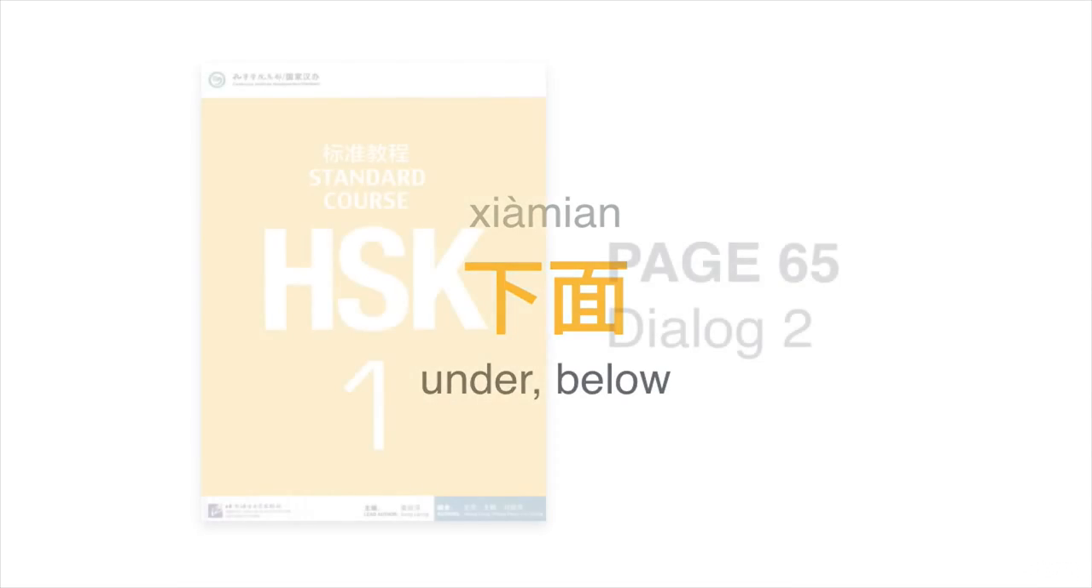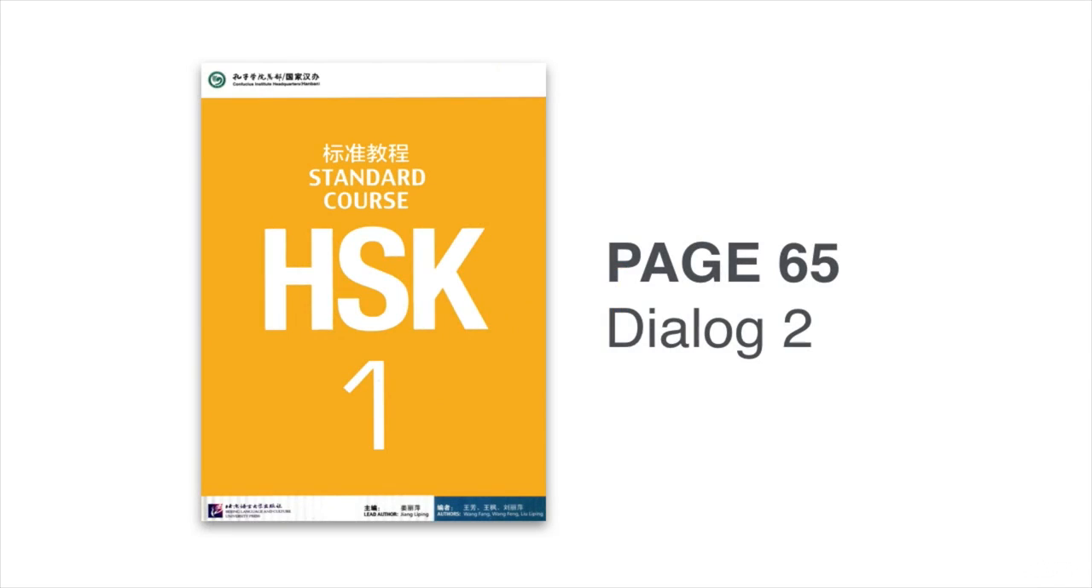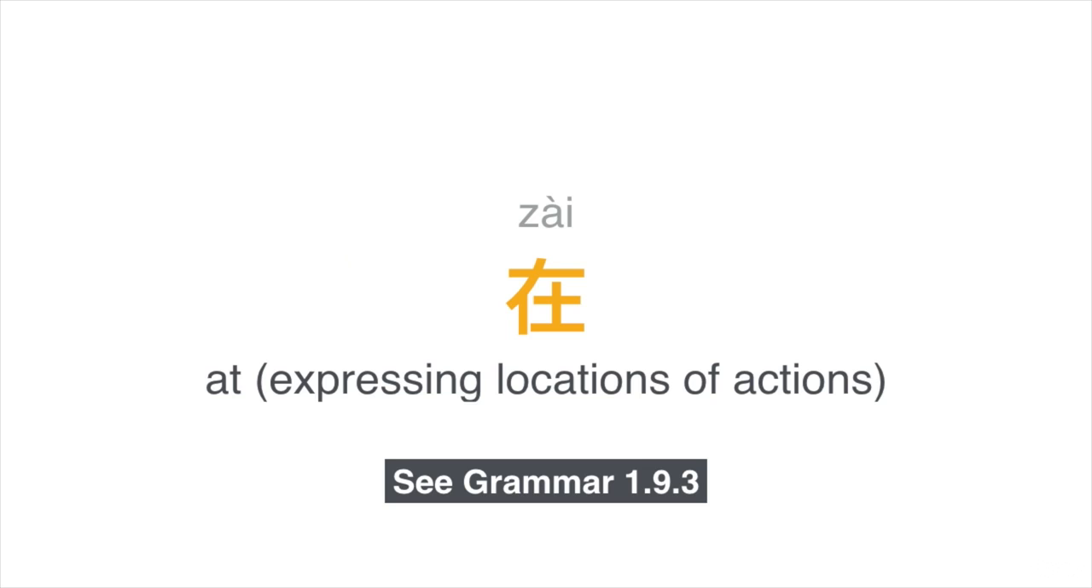Now let's turn the page and look at the second dialogue. Here we see a picture of a doctor. Let's see what the text says. Please read the text to yourself and come back to the video after you're done. The first word is 在 again, but this is 在 used to express a location. It's the same word, but it's used for different grammatical purposes, right? So this 在 is expressing locations of actions. We're going to take a look at that in Grammar 1.9.3.